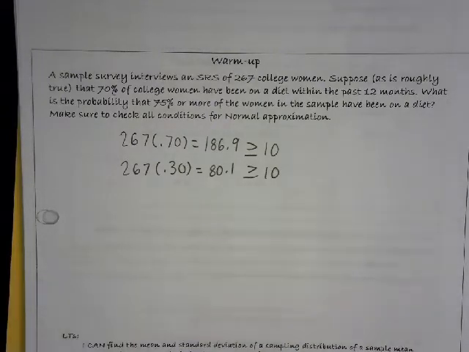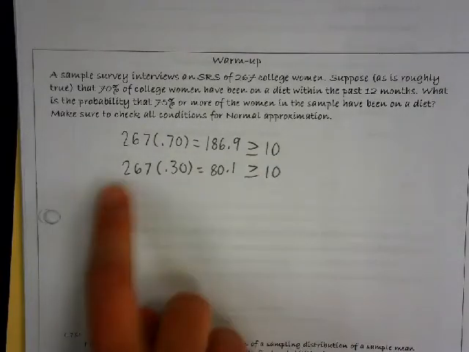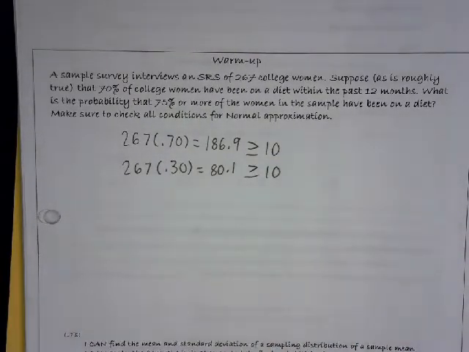Just started by checking two of the conditions. n times p is greater than or equal to 10 and n times 1 minus p is greater than or equal to 10. Amelia is going to do the rest for us.